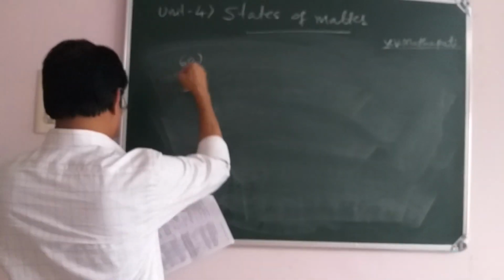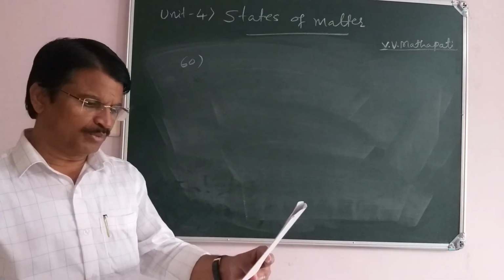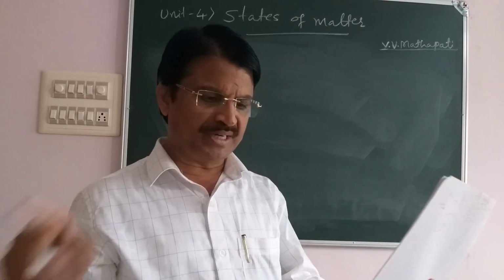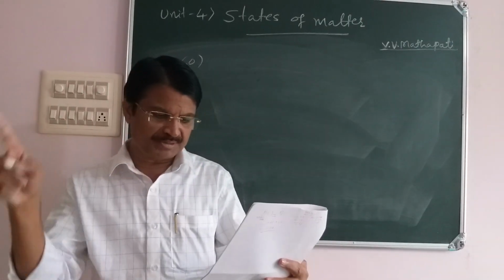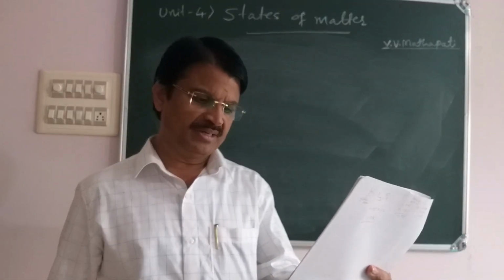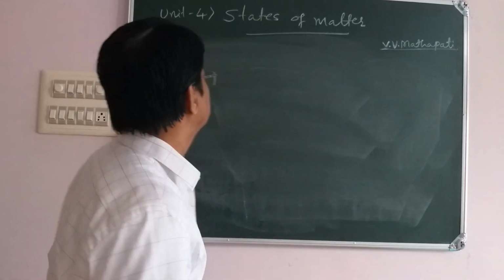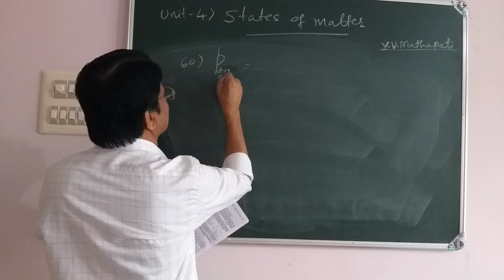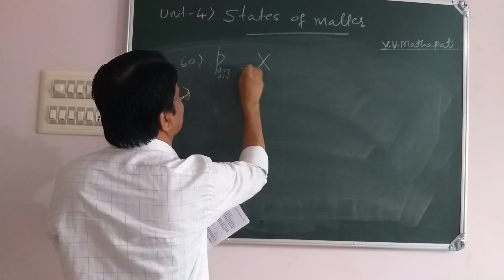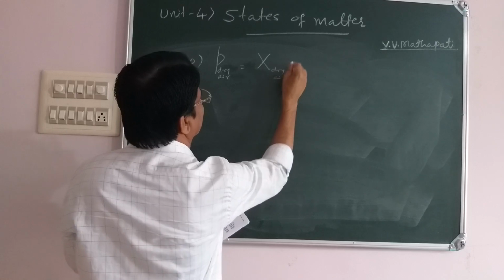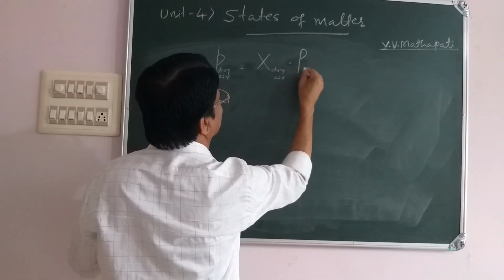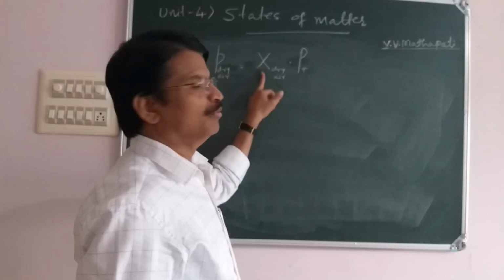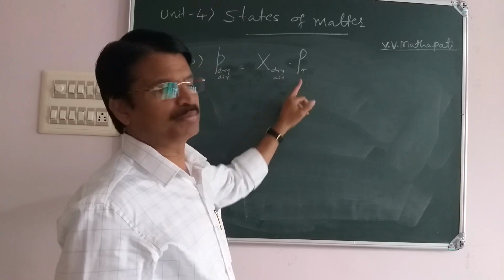Next, question number 60. In water-saturated air, the mole fraction of water vapor is 0.02. If the total pressure of the saturated air is 1.2 atmosphere, the partial pressure of dry air is asked. The formula is: partial pressure of dry air equals mole fraction of dry air into total pressure.